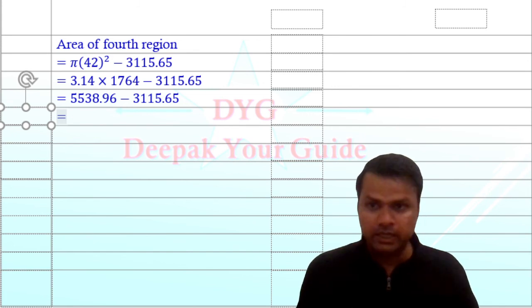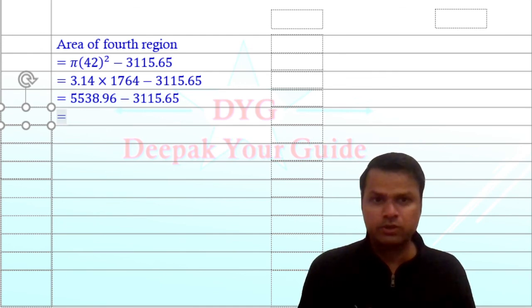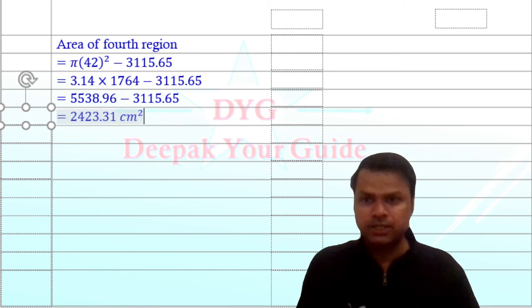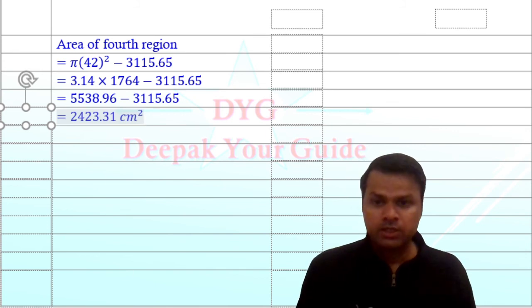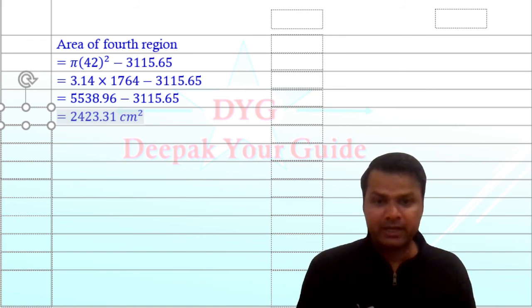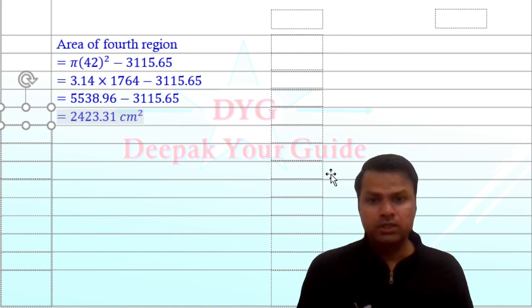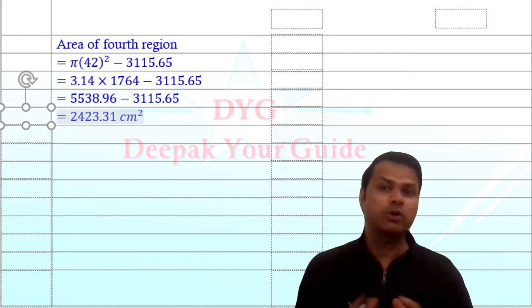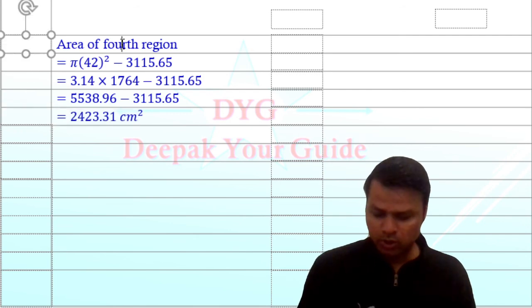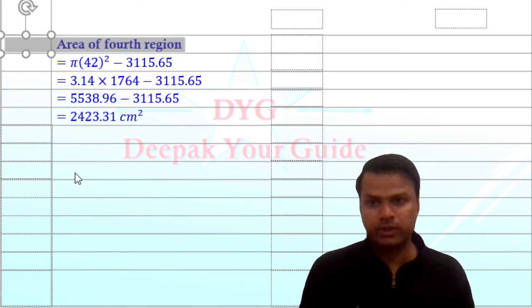So 5538.96 minus 3115.65. We get 2423.31. And again, this is the area, so this is centimeter square. So now the concept is same. What we are doing here is we are just subtracting the smaller circle from the bigger circle. That's the same concept that we are doing here. So this is the area of fourth region or fourth band, which is the black.